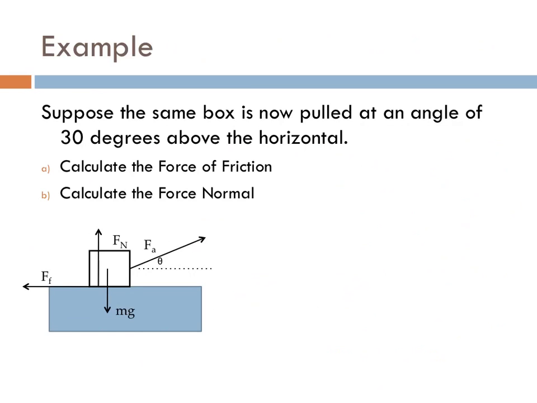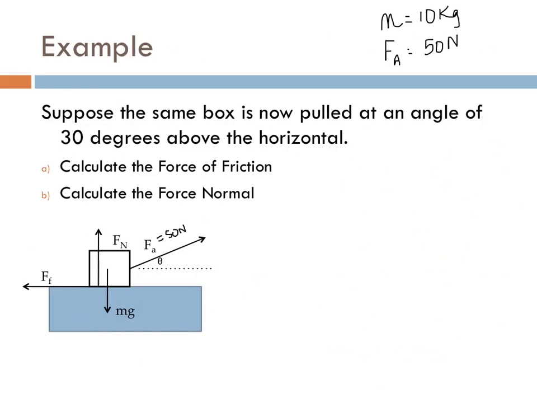So now we have another example. Suppose the same box is now pulled at an angle of 30 degrees above the horizontal. Our box still has a mass of 10 kilograms, and it's still being pulled with a force of 50 newtons. But now these 50 newtons are being applied at an angle. So here, if we want to calculate our force of friction, now it's not equal to our force applied.